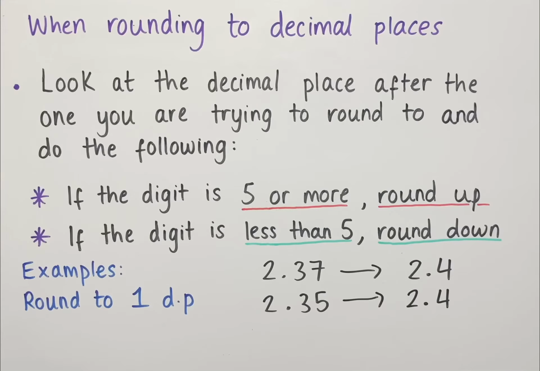If we look at one last example, 2.33, then again we're trying to round this to 1 decimal place. We look at the decimal place after the one we're trying to round to, so that's the second decimal place, and that's the 3. 3 is less than 5, and so we round down. So what happens is 2.33 becomes 2.3. That results in this number being rounded down. And so the value of the first decimal place doesn't change. We keep it as it is, and we get rid of the numbers after the first decimal place.